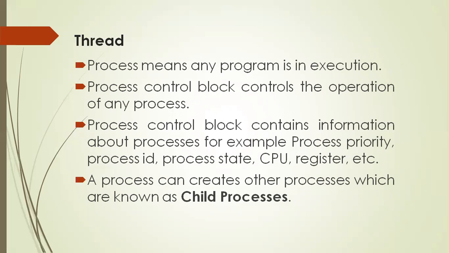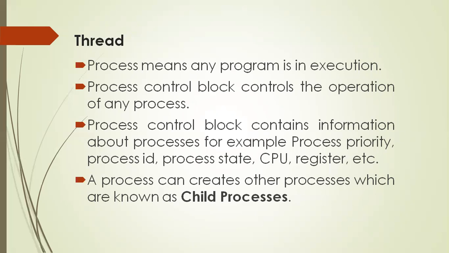Thread. Sometimes a particular process is broken into several instructions or several small units of task. Each unit of task is called a thread. A process means any program in execution. The currently running program is called a process. The process control block controls the operation of any process, because the complete information about the process is available in the process control block. The process control block contains information such as the priority, the process ID, the state of the process like new state, ready state, running state, CPU registers, etc.